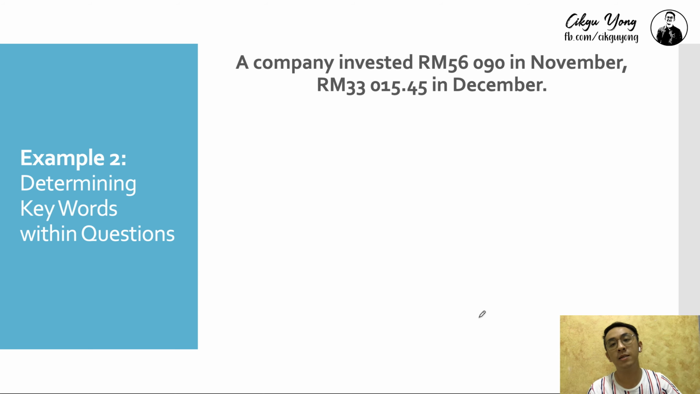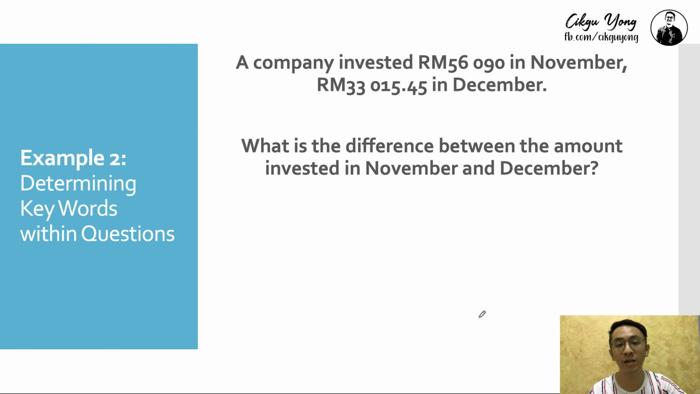A company invested 56,090 ringgit in November, 33,015 ringgit and 45 cents in December. So what is the difference between the amount invested in November and December? Again, based on this question, these are some of the keywords that I can find. It involves 2 months, which are November and December. And the main keyword that I can find is difference.